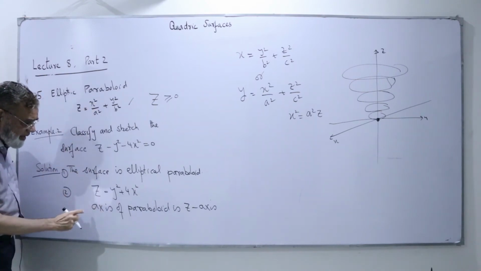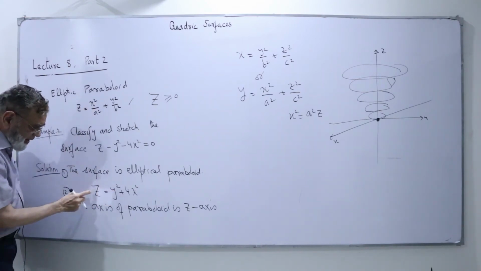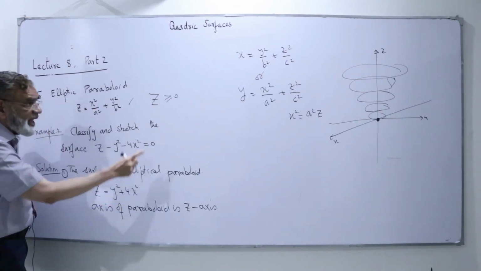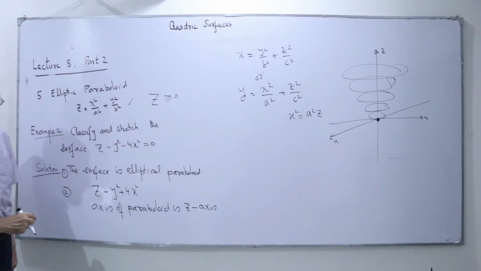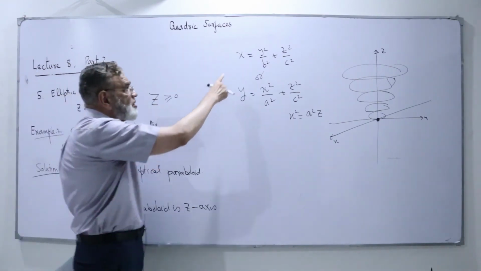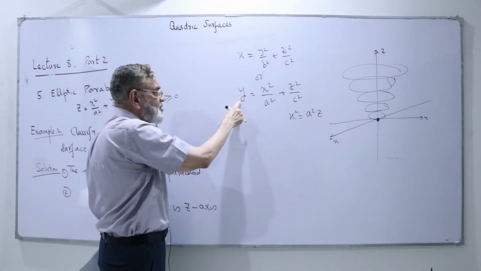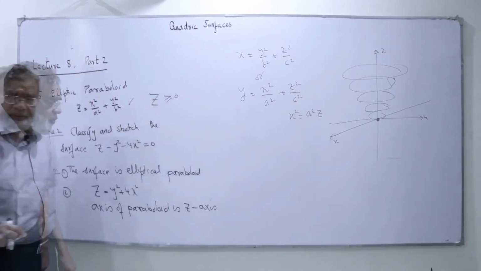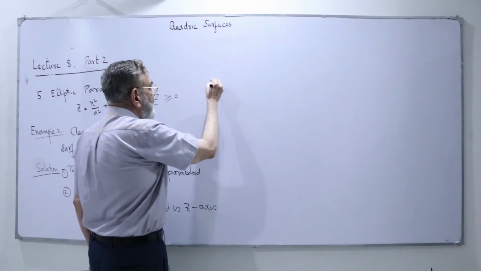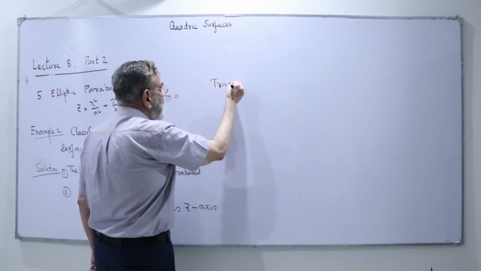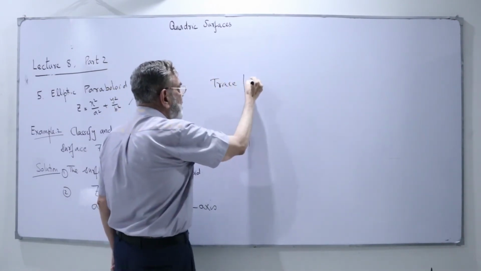Now here what's the axis? Because z is linear, y is quadratic, x is quadratic, as I mentioned there, the axis of the paraboloid will be the z-axis. Here in this case the axis will be x-axis, and here in this case the axis will be y-axis. To sketch the graph, we go for the trace, equation of trace.